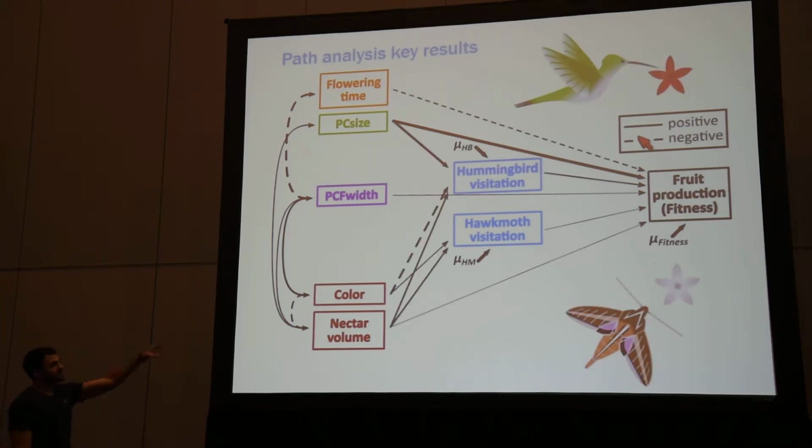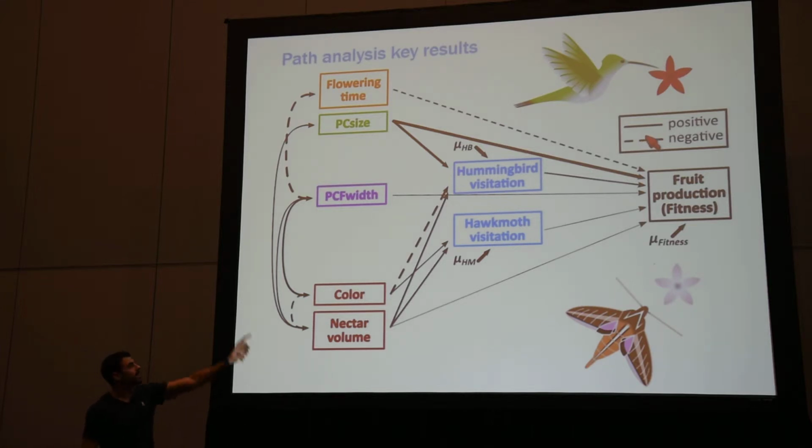If we step back and ask how these traits are affecting visitation, what we can see is that hummingbirds search out and find larger plants in this experimental population. Both hummingbirds and hawk moths like a lot of nectar. That's probably not surprising. They have the capacity to learn where the reward is. And we were able to confirm this divergent pollinator preference on flower color, where hummingbirds were actively choosing red flowers, whereas hawk moths were actively selecting white or pale pink flowers.